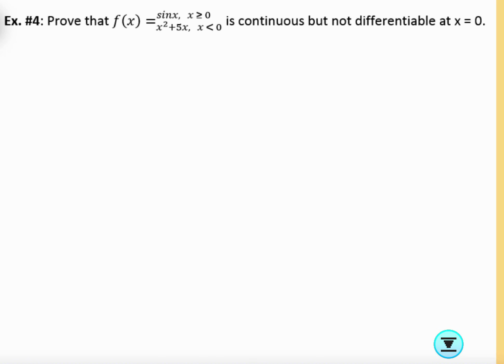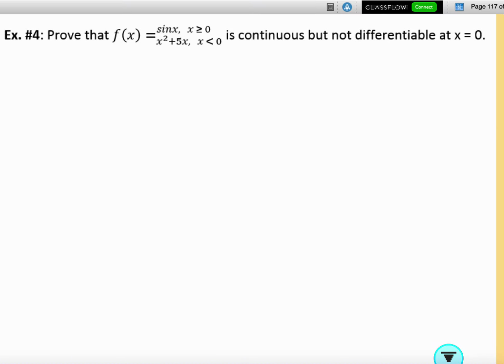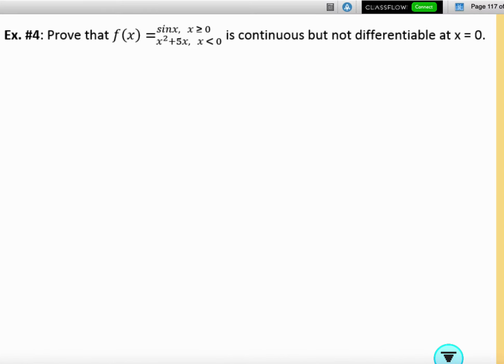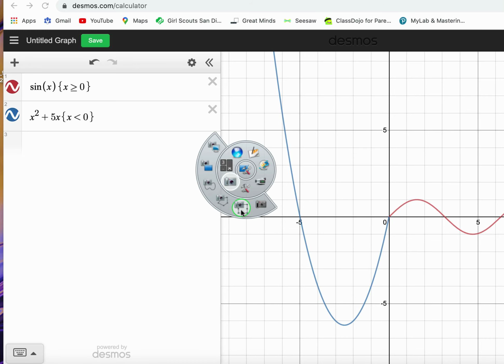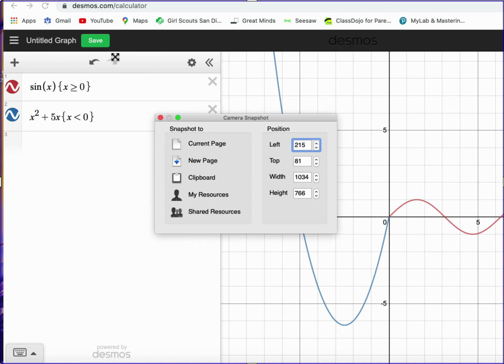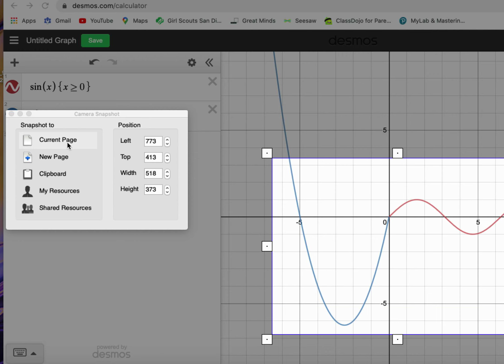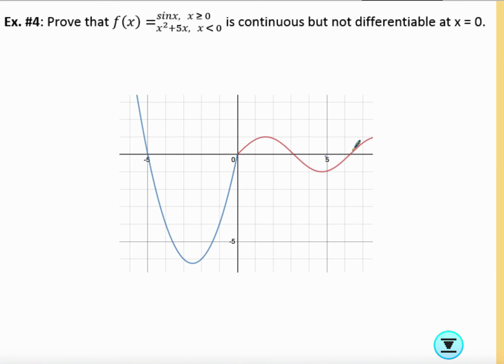Okay, so let's check this out. You've got on Desmos now a graph that looks like this. We've got the sine of x everywhere that x is greater than or equal to 0, and we've got x squared plus 5x everywhere that x is less than 0. So I'm going to go ahead and take a snapshot of this and include that in our conversation. Kind of cool, huh? Love Desmos.